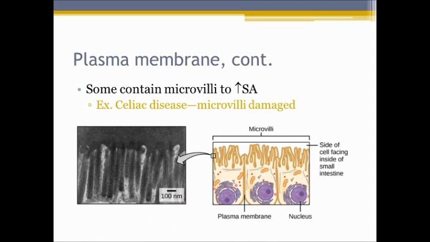Some plasma membranes contain microvilli, which are these finger-like projections that come off of the surface of the cell. They kind of have these invaginations that go up and down. It helps to increase the surface area, and these are generally found in cells that are specialized for absorption of nutrients. So you'll find a lot of these cells in the linings of your intestines and your stomach lining to help absorb these nutrients as they come in from your food.